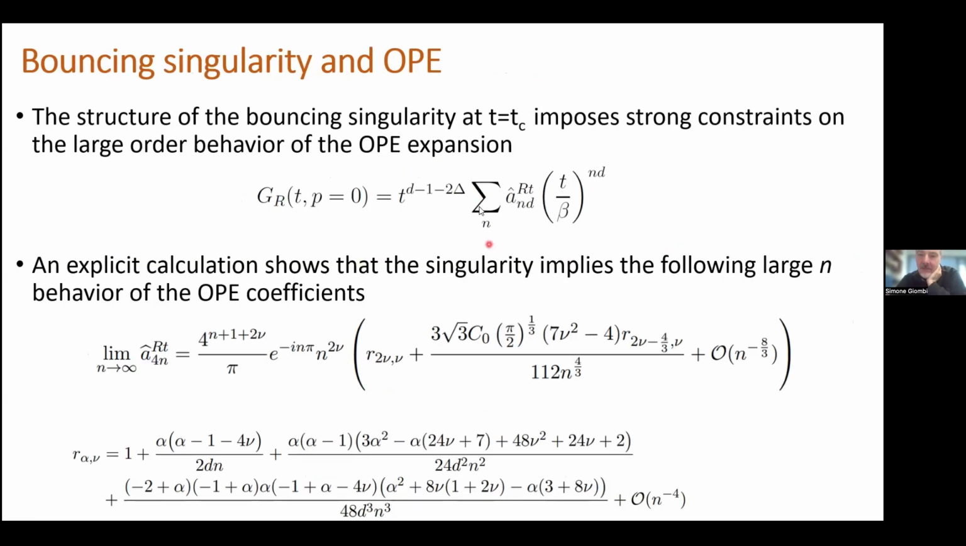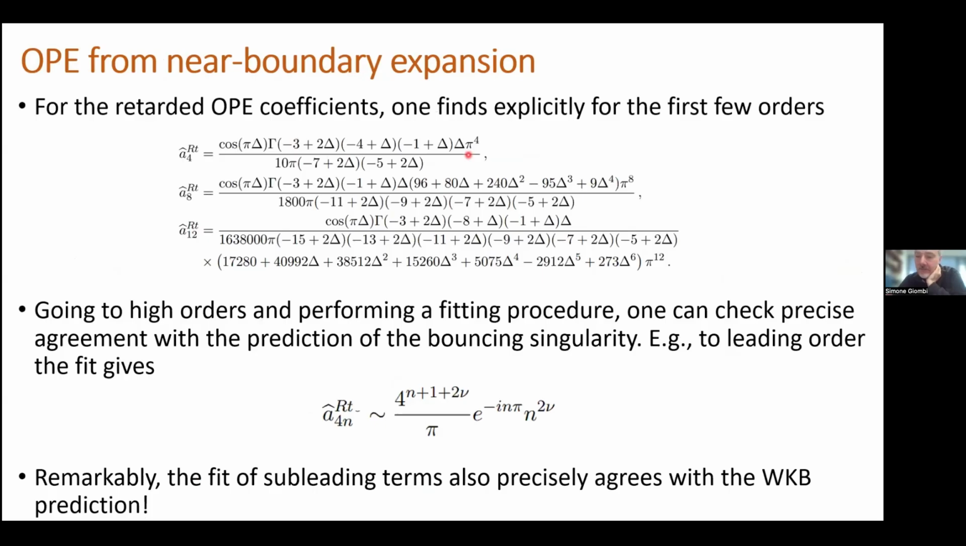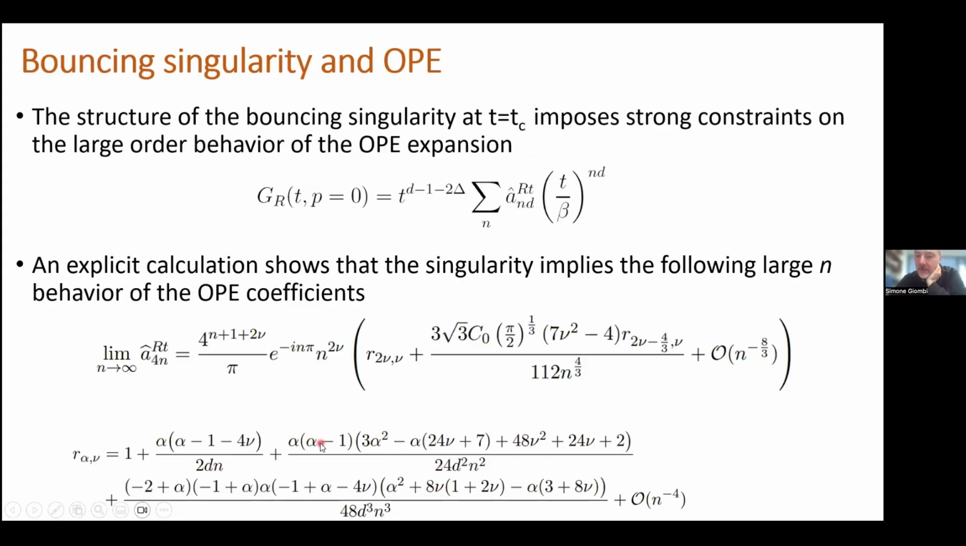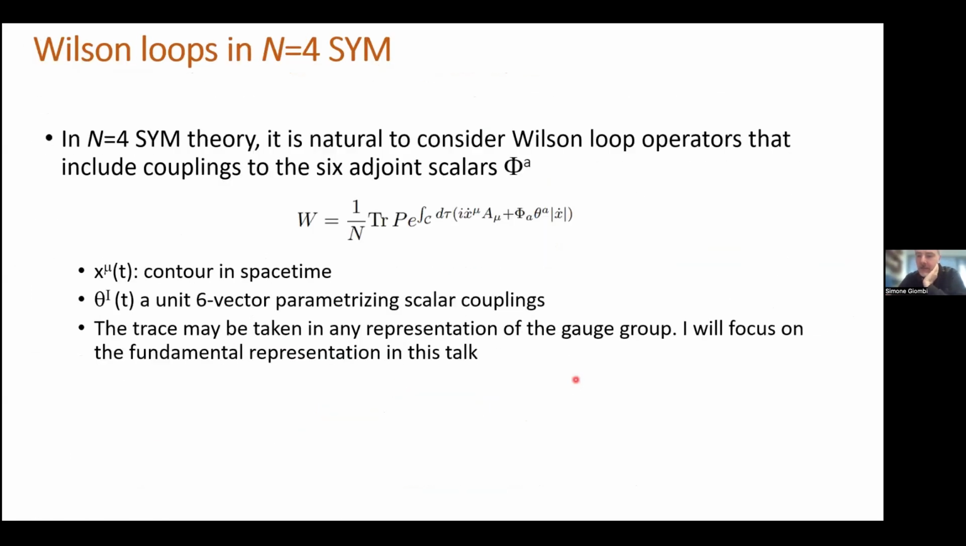To get these OPE coefficients, as I mentioned before, you can do this near boundary analysis of Fitzpatrick and Wang. This was done recently in these papers. You solve the wave equation order by order near the boundary, and that gives you all these OPE coefficients in principle to any order that you want. Going to sufficiently high order, like hundreds, you can do a fit and see that the large n behavior precisely agrees with this complicated structure, including all these subleading terms, which is very non-trivial. Okay, now let me go back to the Wilson line.